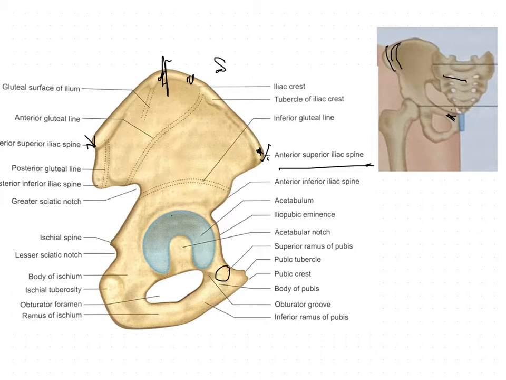The tubercle of the iliac crest is an elevation that lies on the outer lip. So this is the outer lip. We can see the outer lip here. The inner lip we can't see, and the intermediate part we can find. So this is the point here. This lies 5 centimeters behind the anterior superior iliac spine. This is called the tubercle of the iliac crest.